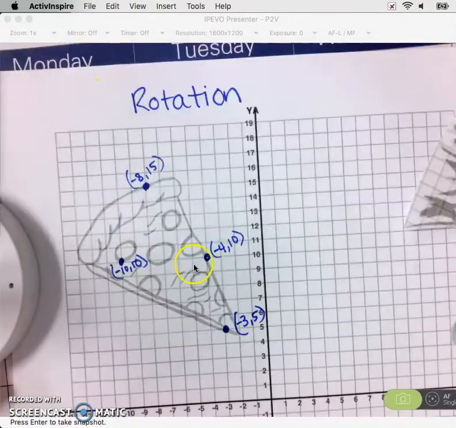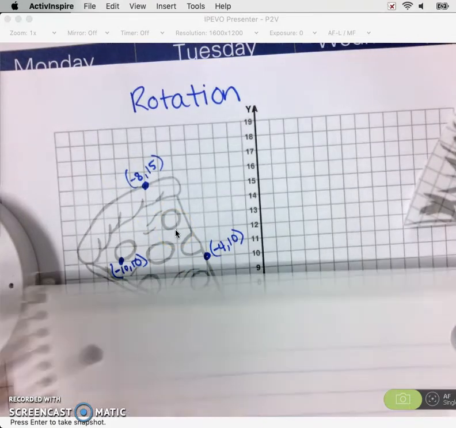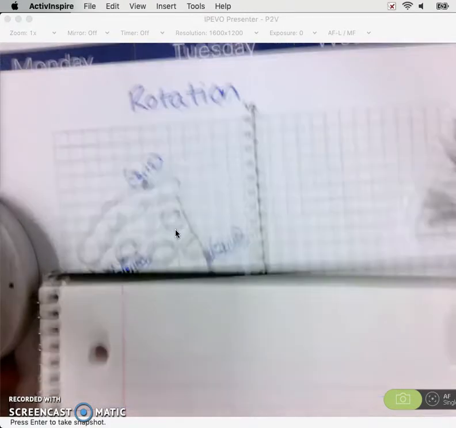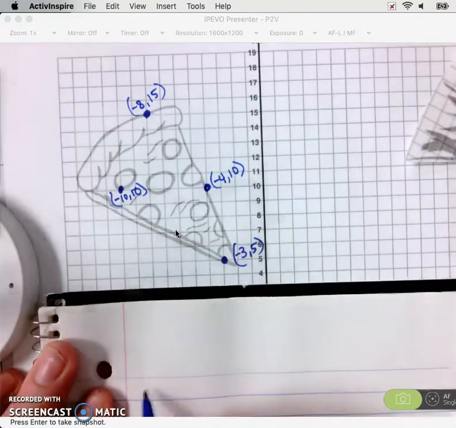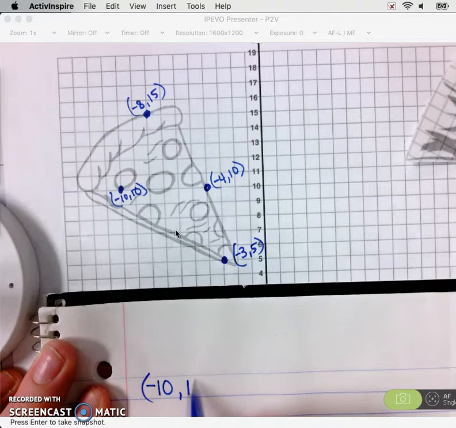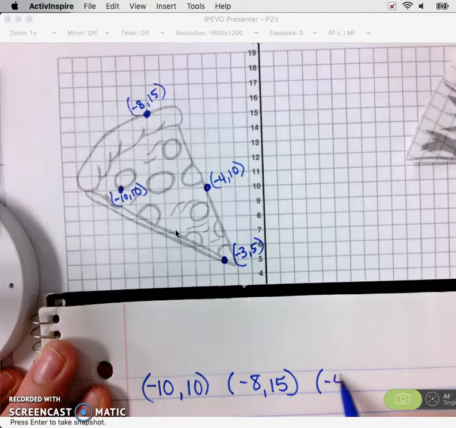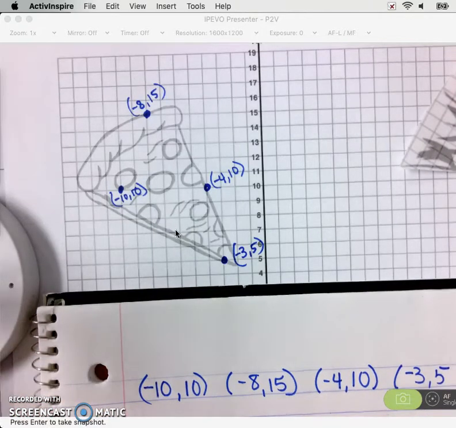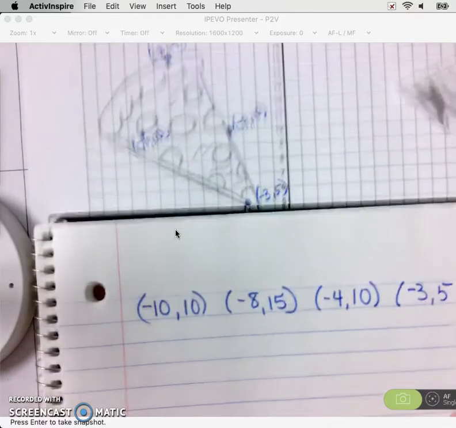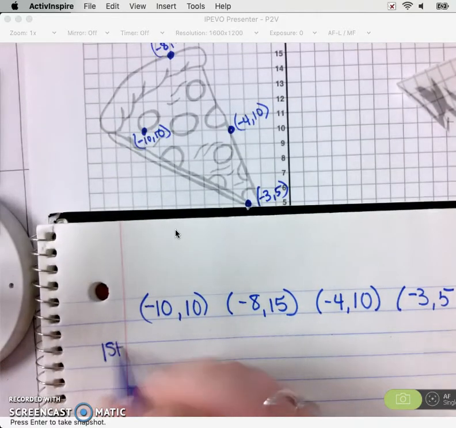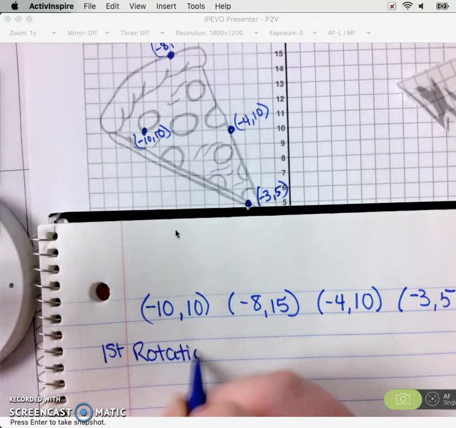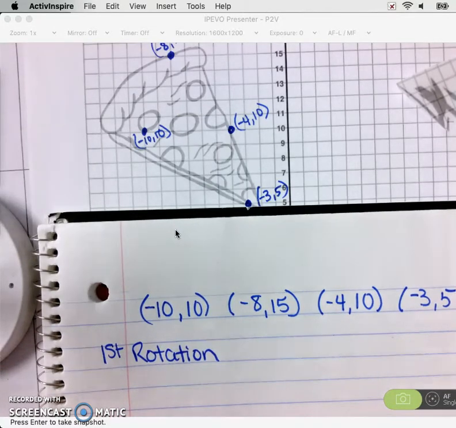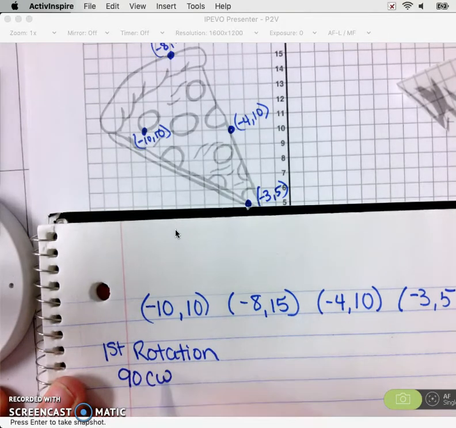So the way I want to do this is I first, on my piece of paper, I want to write down all my points. That's going to be the easiest for me. So I'm going to take all my points. Now on yours, you are not going to have these same points, which is okay. You're still going to do the same thing though to them. So for showing your work, I want you to write down like this. And then first rotation, you want to write that, and then you want to write that it's 90 degrees clockwise.